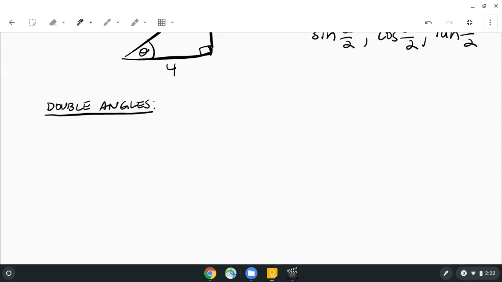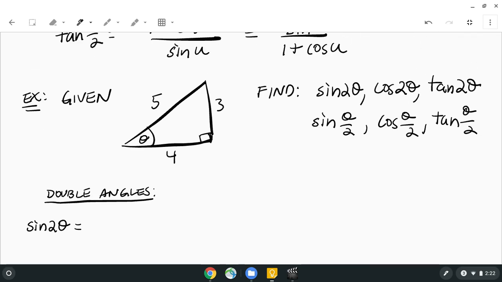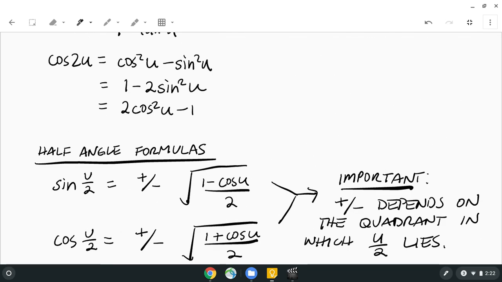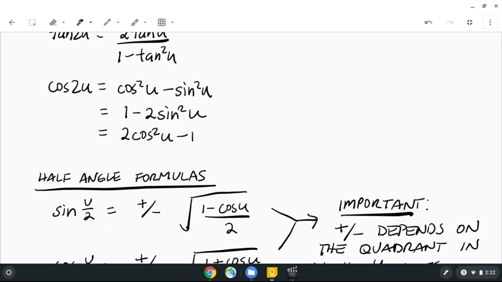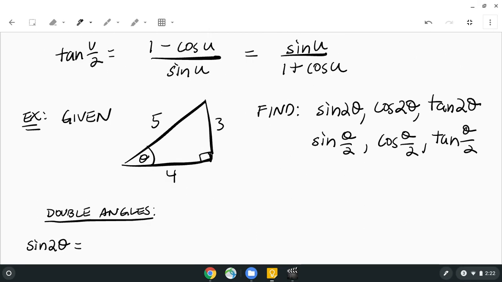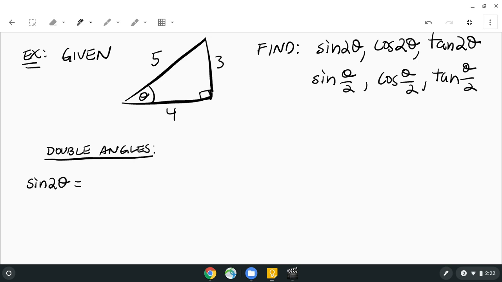Okay, so starting with sine 2 theta. If we look just at the very beginning here of the notes, the sine of 2 theta, right? That's just going to be 2 sine theta cosine theta.